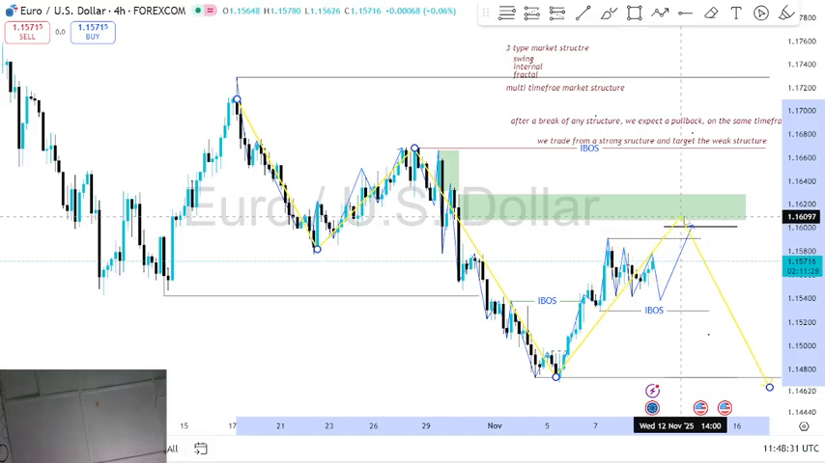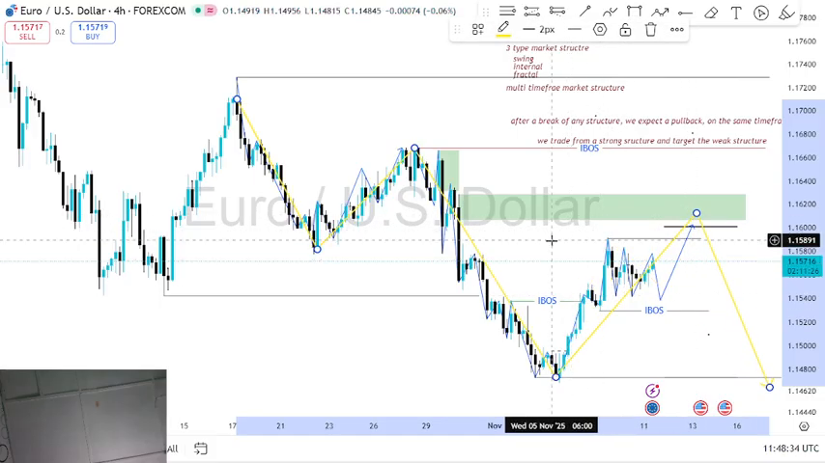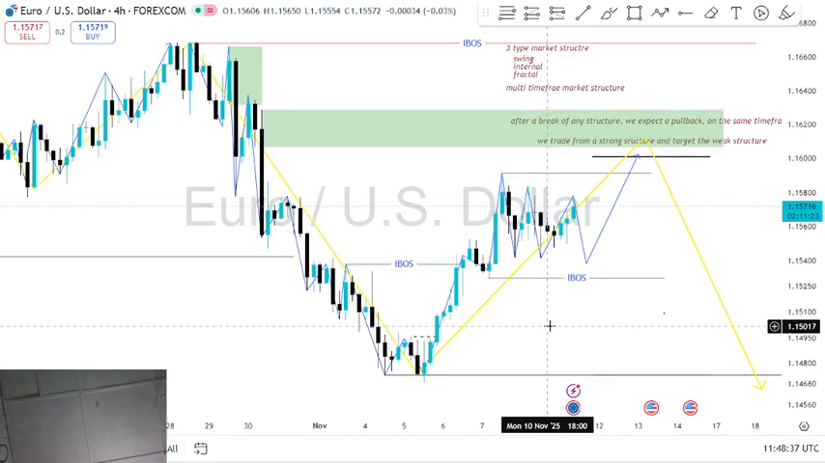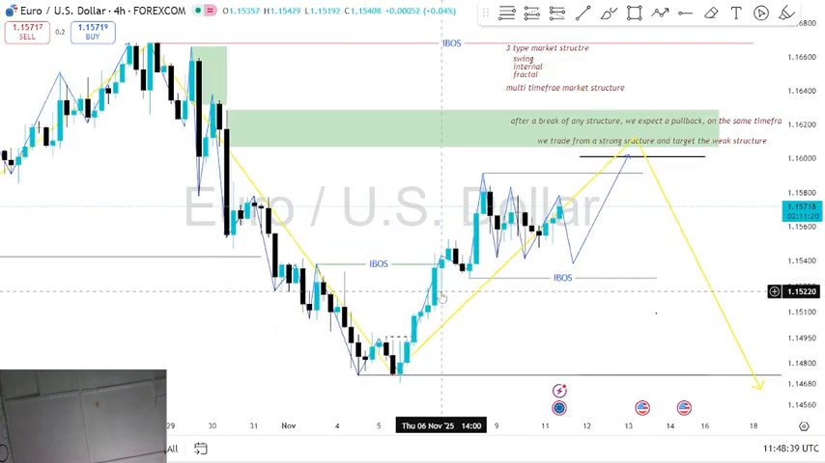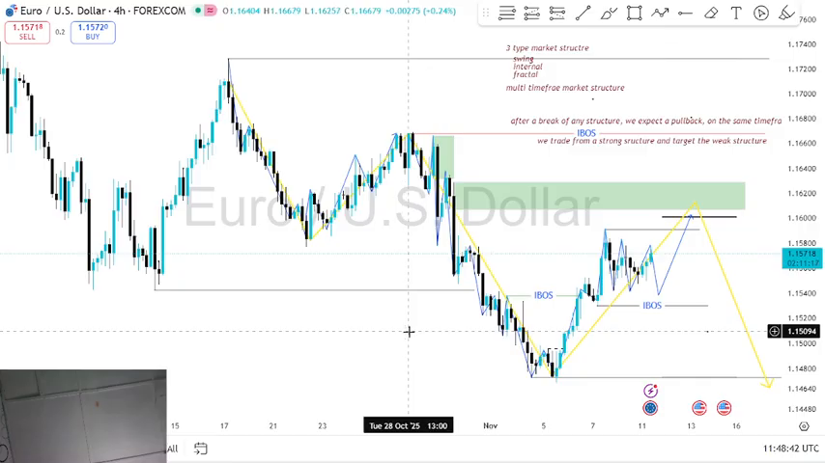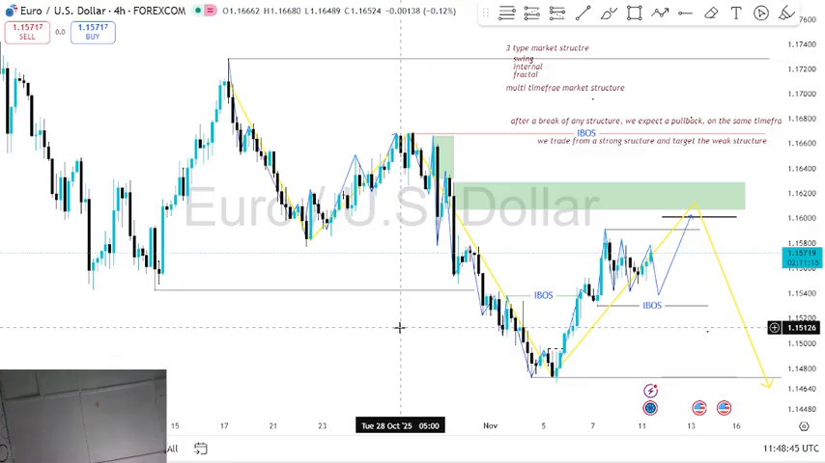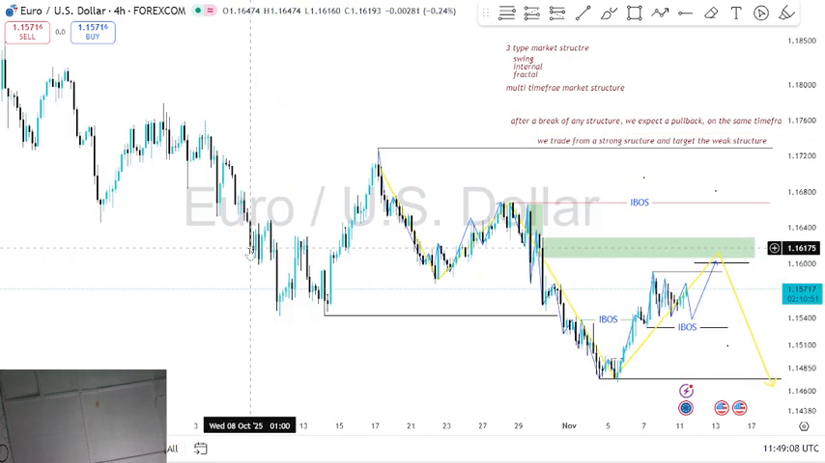But this is where we add premium and discounts, supply and demand, and this kind of thing to make trading decisions. So I'm bringing multi-time frame market structure into what I'm doing. I hope from the start up to now I'm clear and I'm making sense. I hope I'm making sense and I'm clear.